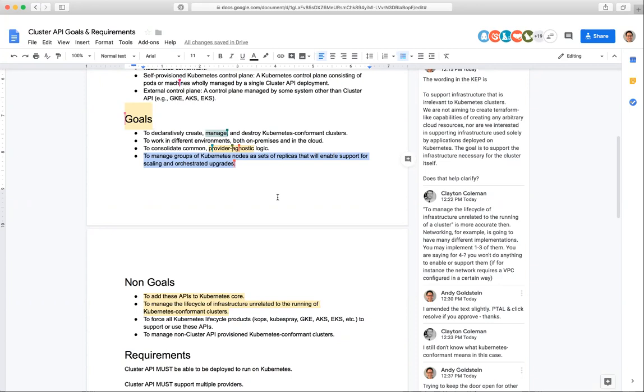I think when we were talking about it, it was mostly about adding members to the control plane, removing members from the control plane, adding non-control plane nodes, removing non-control plane nodes, and doing upgrades.